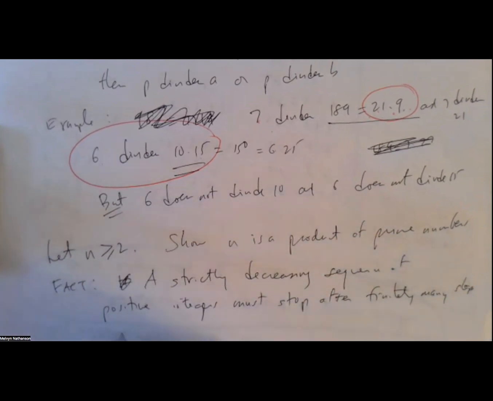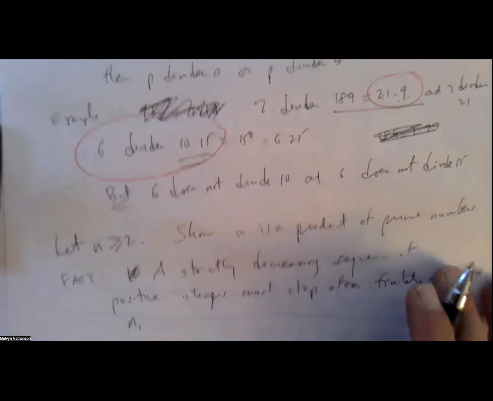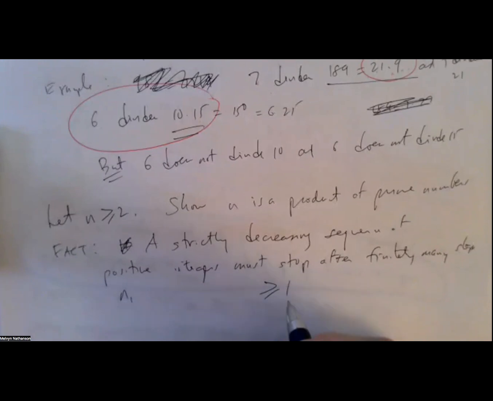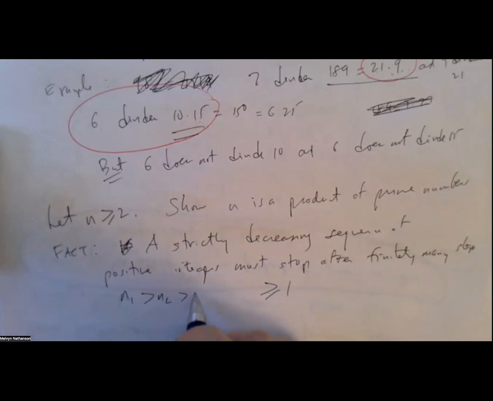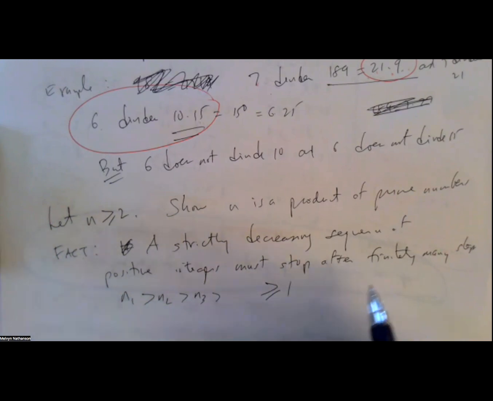What I mean is you have a number n1. These are all positive integers, so they're all greater than or equal to 1. They're all positive. n1 is bigger than n2, bigger than n3. This is strictly decreasing. Each term of the sequence is strictly smaller than the one before it. It can't go on forever. If these are integers, it has to stop after a finite number of steps.